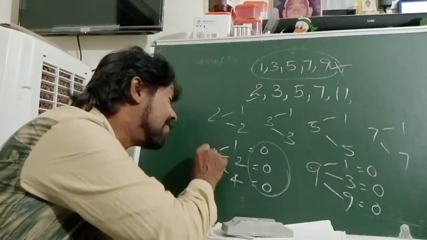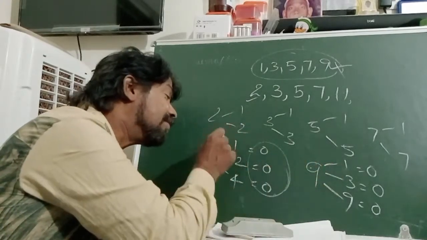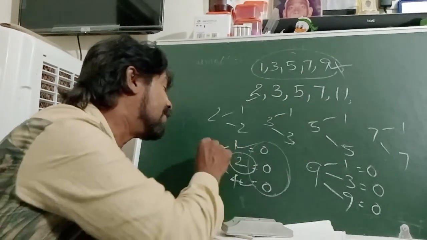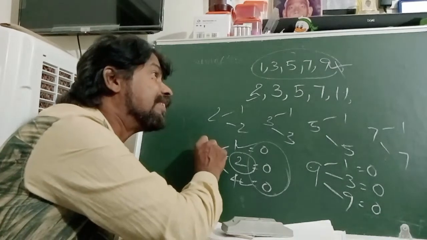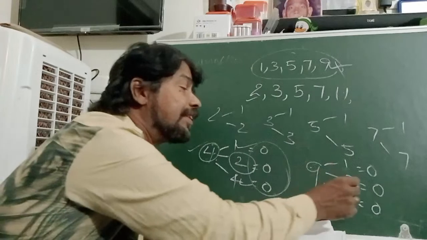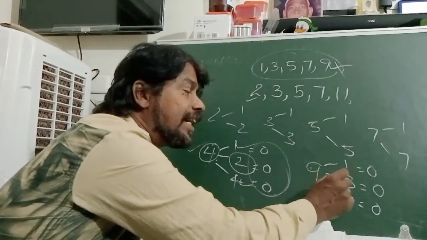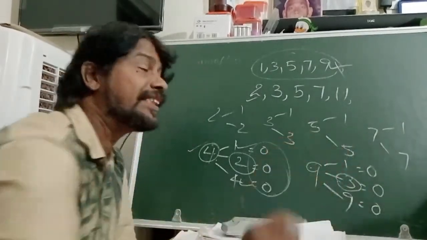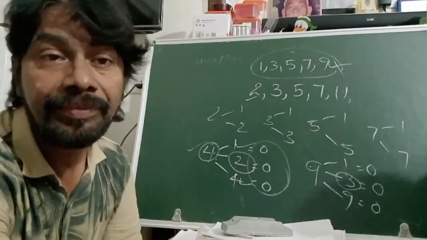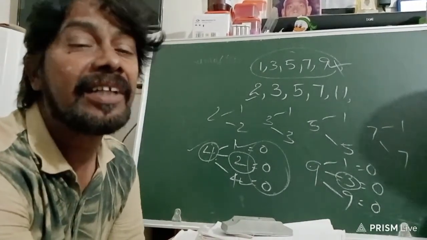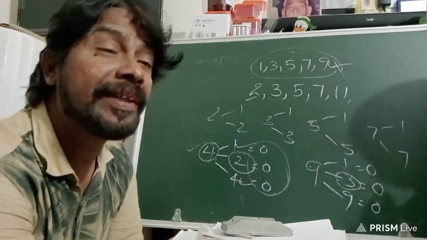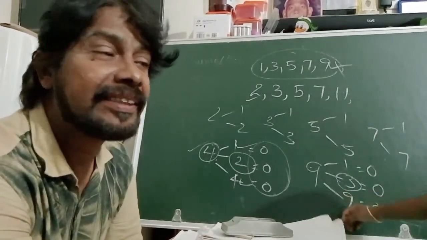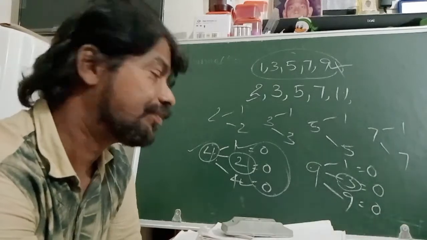Since in 4, other than 1 and itself, 2 is a factor of the number 4, that's why 4 is not a prime number. This is a composite number. If you take the case of 9, it has factors 1 and 9 and also 3. Since 3 divides 9, 9 is not a prime number. It is also a composite number. So depending upon the number of factors for that number, we can say whether it is a prime or a composite number. Okay, understand?